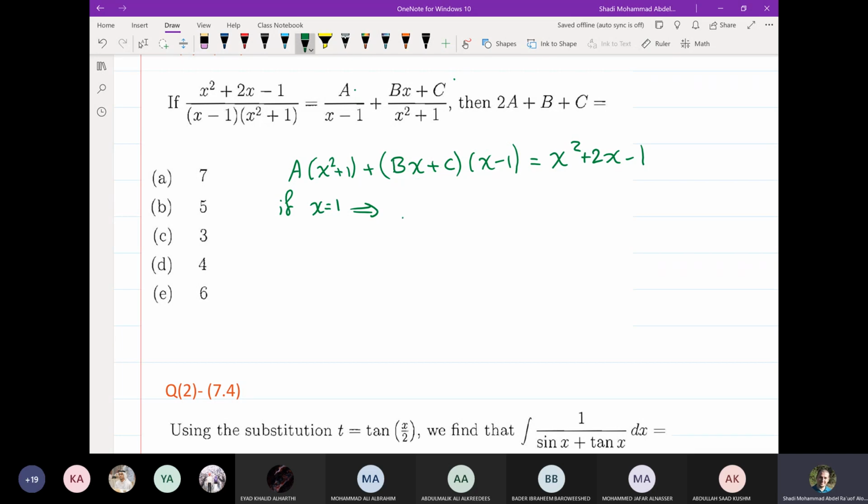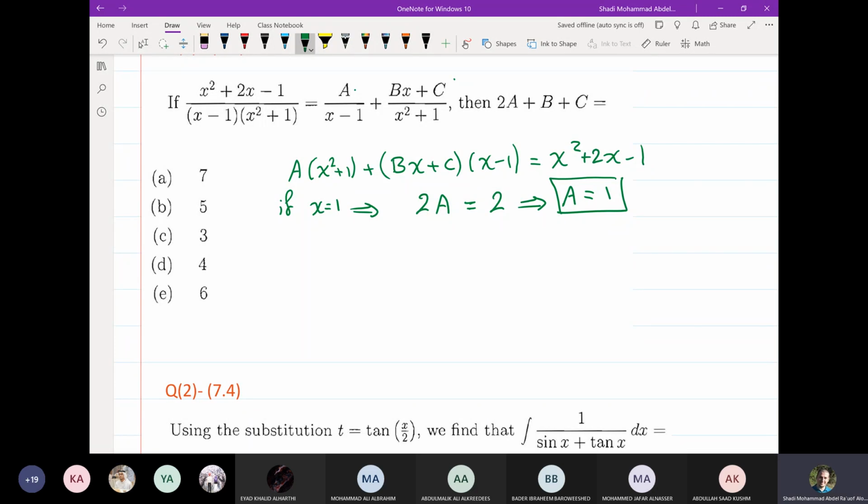So we are left with what? A multiplied by, you substitute x equals 1 here, it will be 2a. So the left hand side will be 2a, right? Now what about the right hand side? Substitute 1 here, it will be what? 1 plus 2 minus 1, so it will be 2. This implies directly a equals what? A equals 1. Right. We have the value of a.